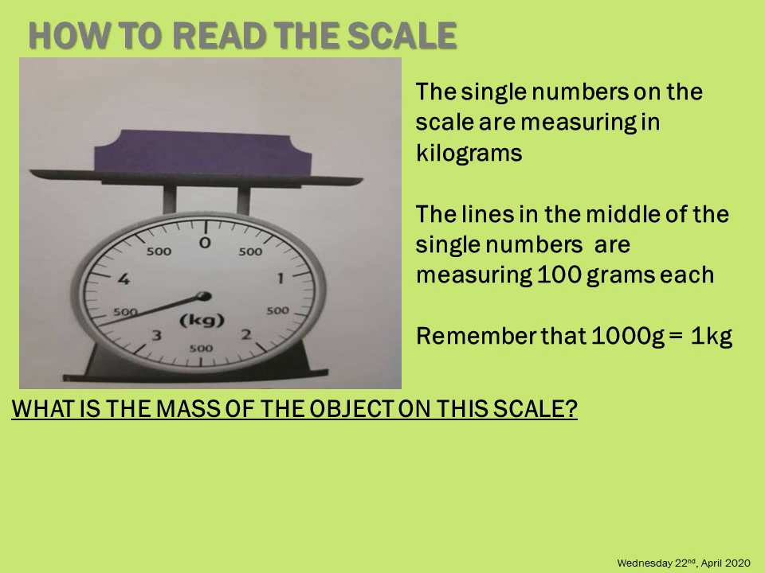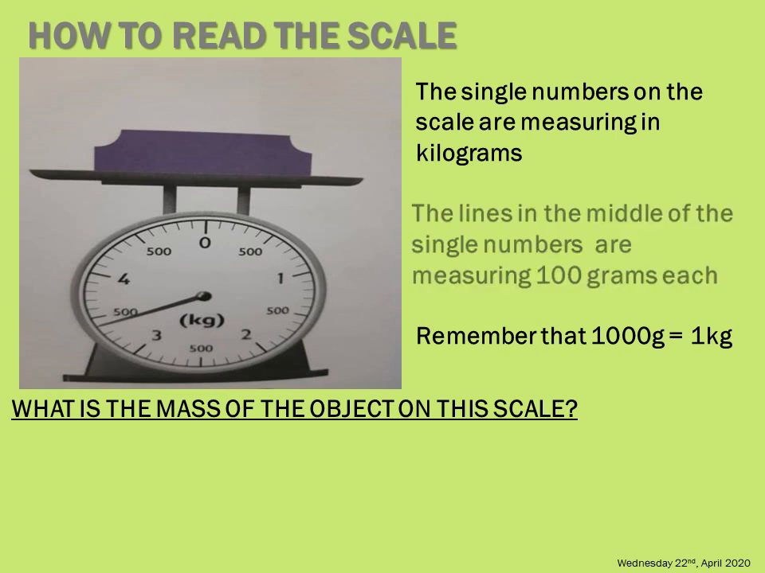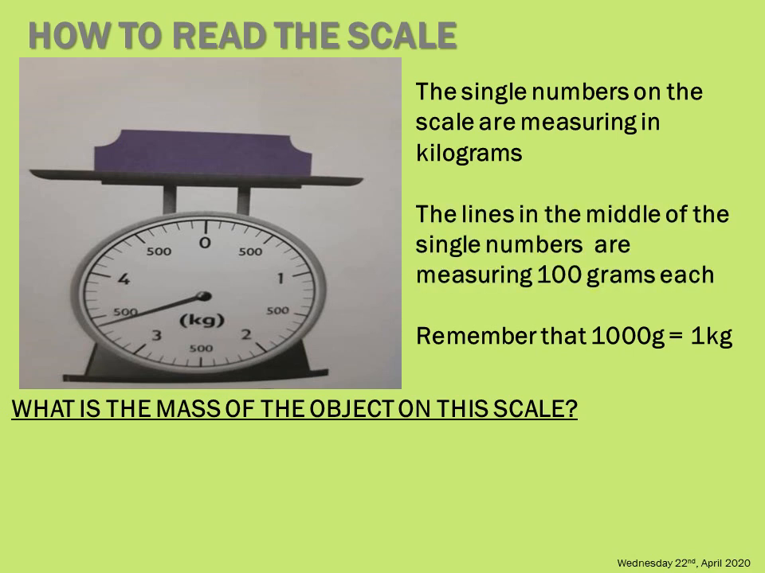Remember I said to you that those single numbers represent kilogram. So we have 1 kilogram and 100 grams. Of course, remember that 1000 grams make 1 kilogram. So let us see this very scale. What is the mass of the object on this scale? There is an object on it, maybe a cake, maybe a stone, I don't know, but there is an object on it. Let's see what it measures.